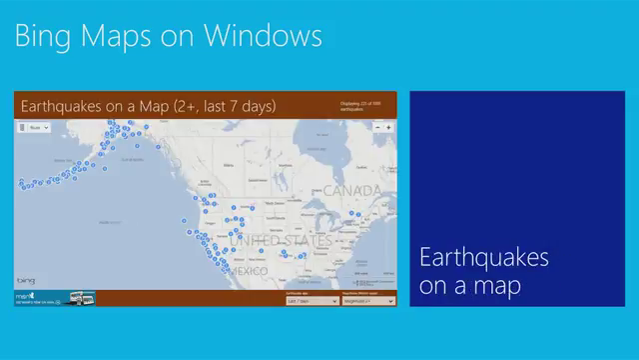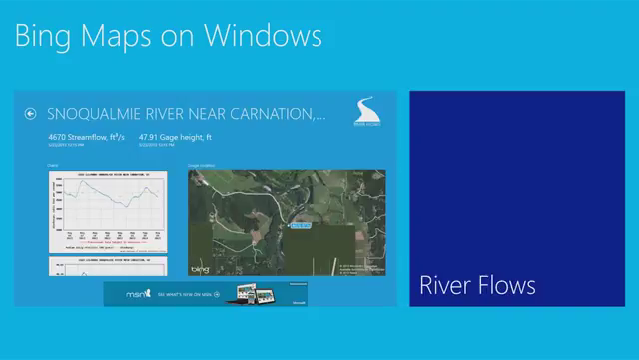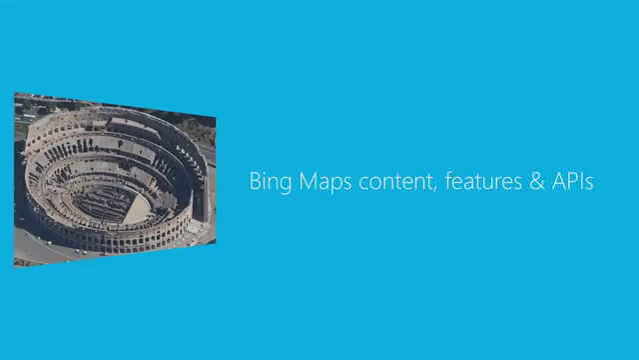Other applications are more environmental oriented. Earthquakes on a map, for example, is one of those, and another one is an application that highlights the flow and the level of the rivers. Now, that was just a few of these applications that we see today on Bing Maps.